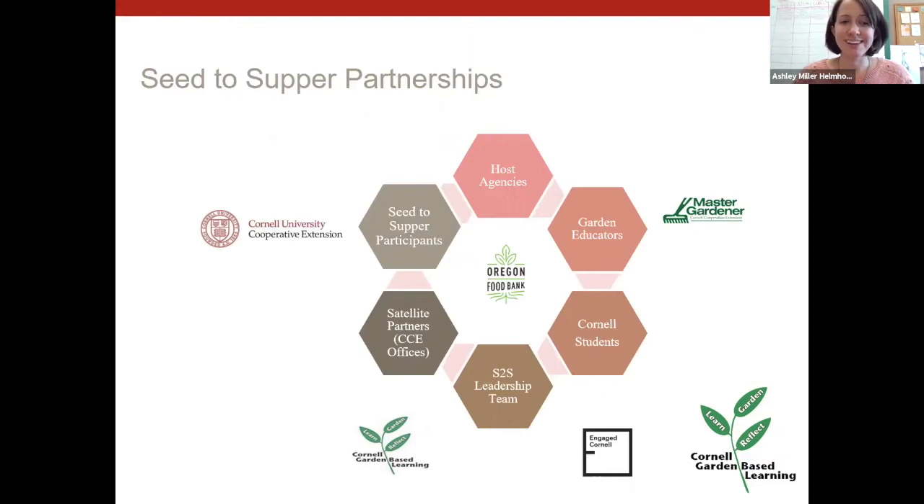It first starts with getting a satellite partner, which is our Cornell Cooperative Extension offices, and they host essentially this program. Often we'll apply for our mini grants. They then work with us to advertise to community participants and also to get garden educators, which are our volunteers. Many of them happen to be master gardeners. And we put them through a garden education preparation every winter.